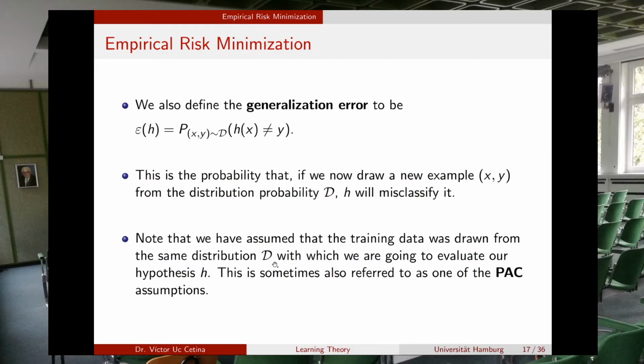So as an example, suppose that you want to classify houses in some city into houses that are expensive and houses that are not expensive. If you train your model with houses from this specific city, it only makes sense to apply this model to other new houses that are in the same city. So that's what we're saying here. We are using the same distribution D for the training of the model and for using this model in the future.